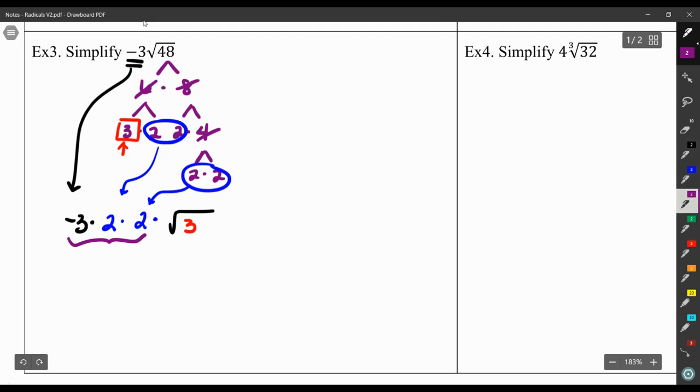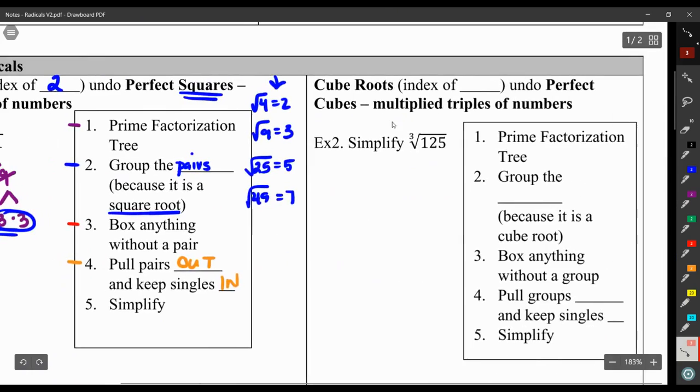Now we're going to simplify the outside. So negative 3 times 2 is negative 6, times 2 makes negative 12, square root of 3. So this is the simplified version of negative 3 times the square root of 48. These are the exact same number. It's just that negative 12 square root of 3 is a simpler version because the number underneath the square root is smaller. All right, let's look at cube roots.